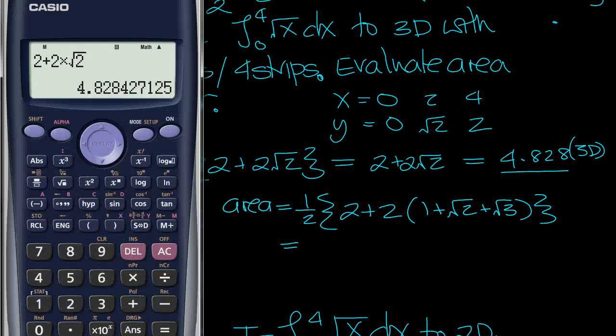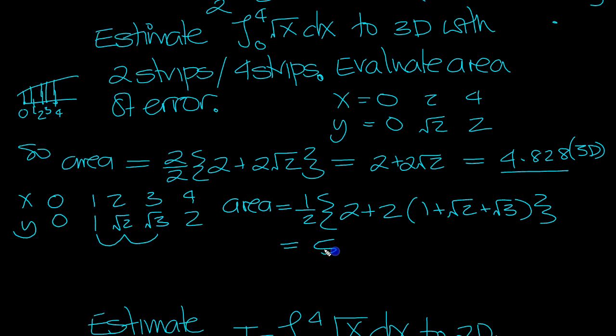Okay, let's type it in the calculator then. We get 0.5 times bracket 2 plus 2 times bracket 1 plus square root of 2 plus the square root of 3. Close that bracket, close the bracket at the end. Oops, let's get outside the square root. There we go. 5.146 to 3D. Which would be a much more accurate answer, wouldn't it? 3 decimal places.